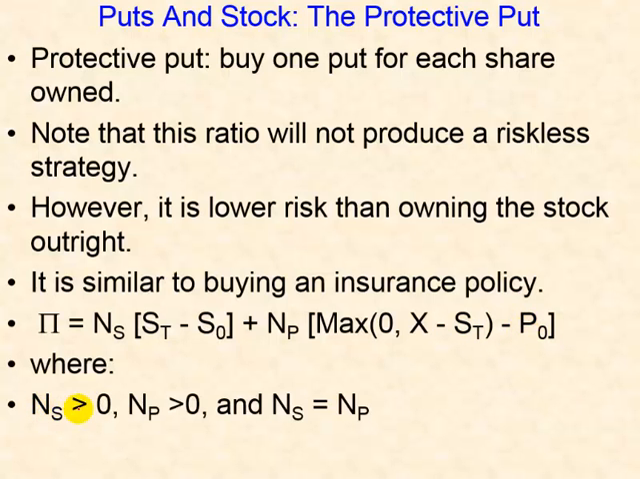The number of shares of stock we own is positive, and the number of puts here is also positive, indicating we're buying puts. And for each share of stock we own, we buy one put option.